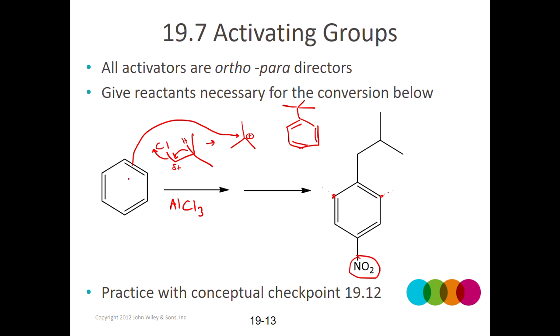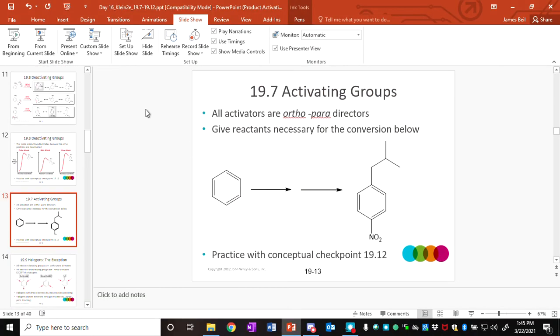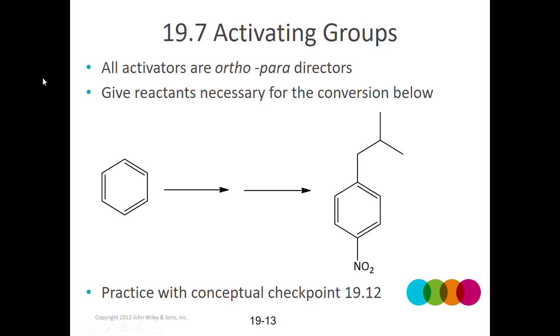So we don't want to do an alkylation here. We want to instead set up an acylation. Right, so we want to install a 4-carbon group.